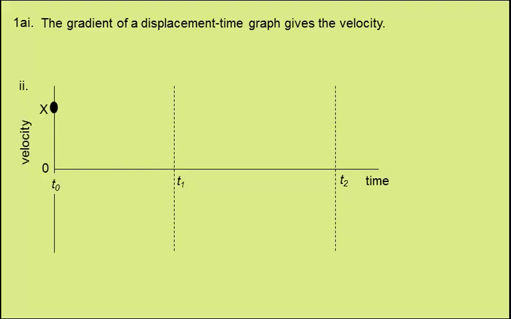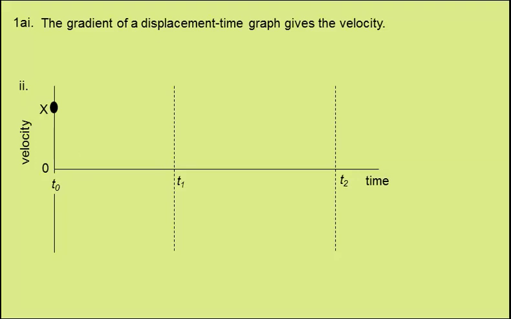In part 2, we have these axes for a velocity time graph, with t0 the time when the ball is thrown, t1 the time when the ball reaches its maximum height, and t2 the time when the ball hits the ground, marked. We need to draw the shape of the velocity time graph for the ball between t0 and t2. This is the starting point x.